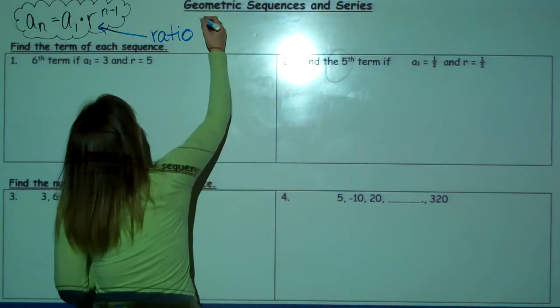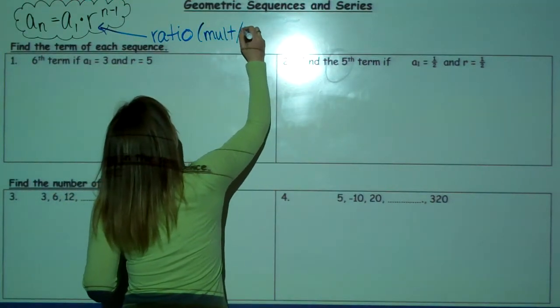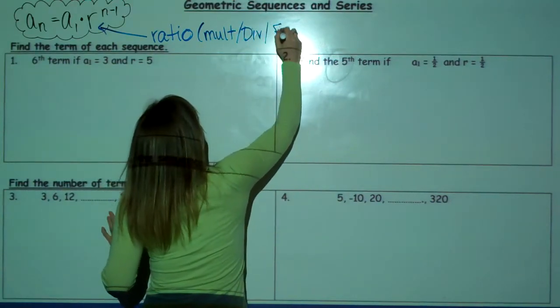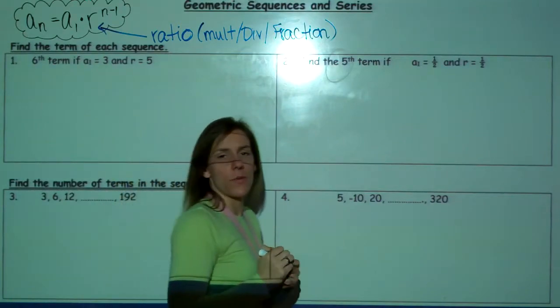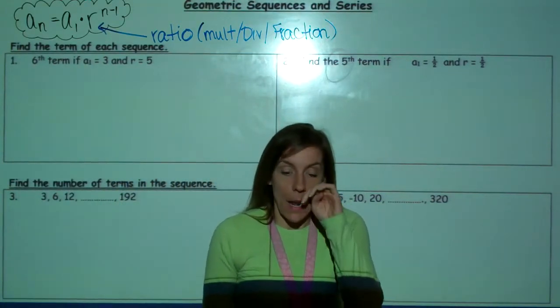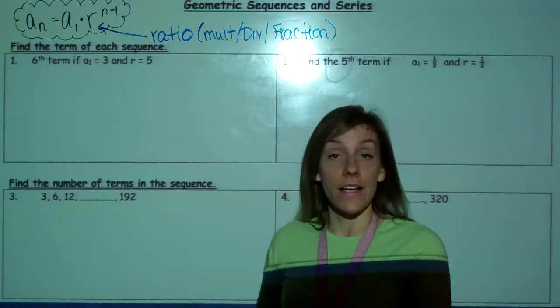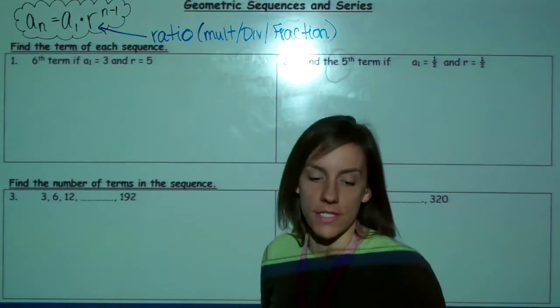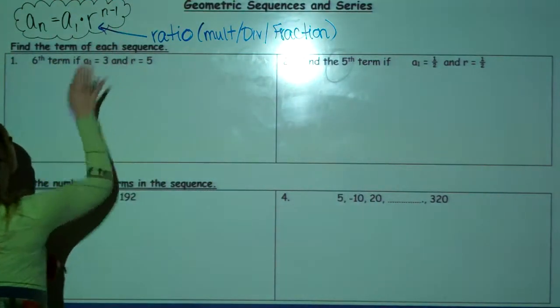So the ratio is multiply or divide or the fraction. Okay, because it could get tricky where it's like 2/3 or something like that. But if it's multiply, you know it's times 2 every time. Or if it's divide by 3, you could also see that as a fraction. So that's kind of what we're talking about here. Everything else we already know.